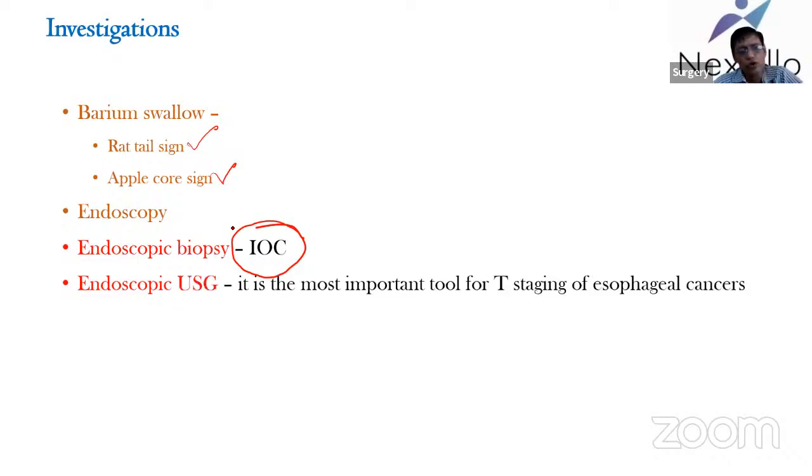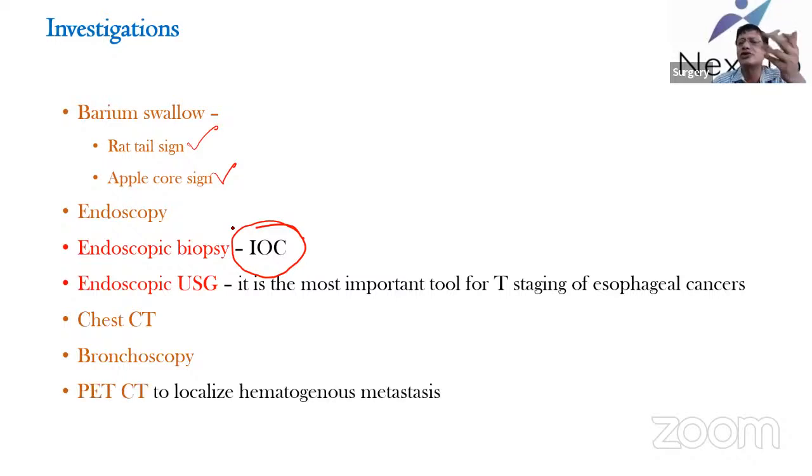Then we have the endoscopic USG, EUS, the most important component of the T staging of esophageal cancer. Then chest CT for the staging of N and M, that is nodes and other metastases, and invasion of the adjoining structures. Bronchoscopy is actually the best investigation for the involvement of the mediastinal lymph nodes. Then PET CT for distant hematogenous spread, like to the liver, etc.